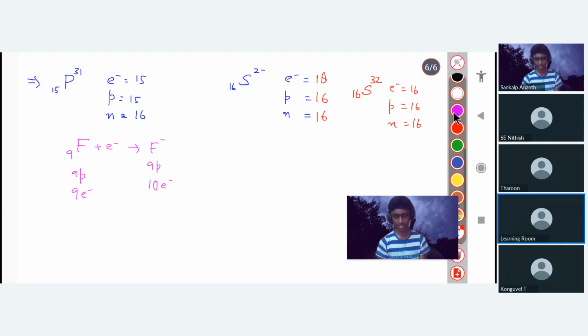Okay, now can you tell me that it is not neutral? Yes, it is not neutral. Exactly. When the number of protons and the number of electrons are different, it means it is not neutral, right?